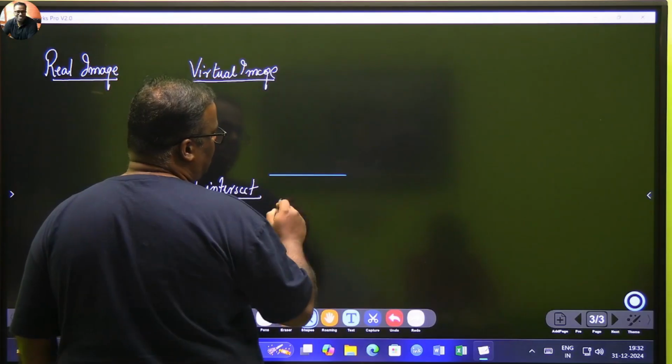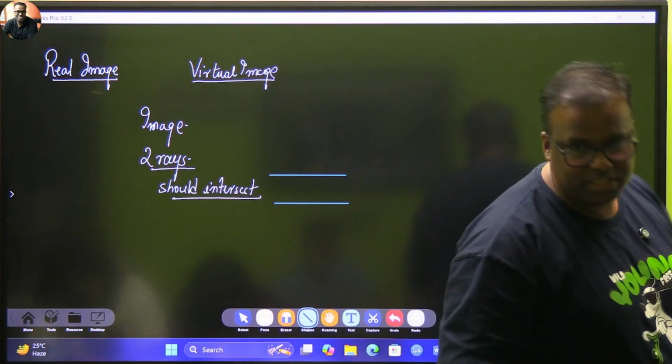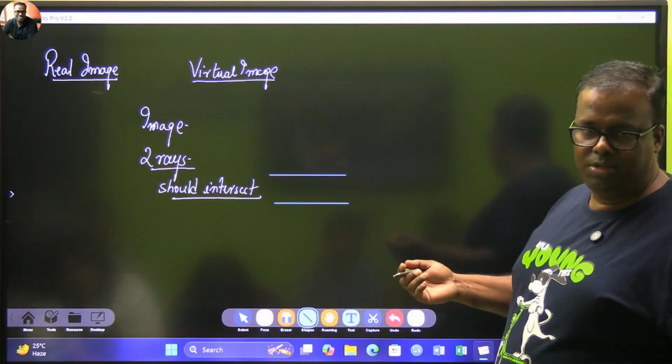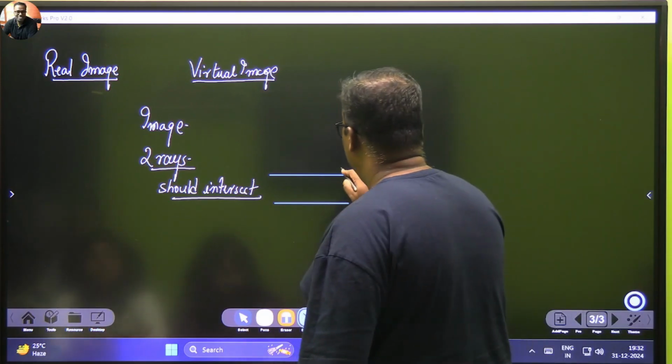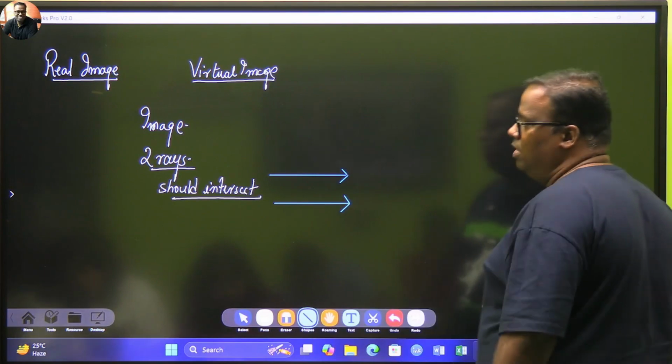My rays can be like this. Rays are parallel. Will they ever intersect? No, they will never intersect. In this case, will we get an image? We will not get an image at all. These are parallel rays. Parallel rays will not give you any image.